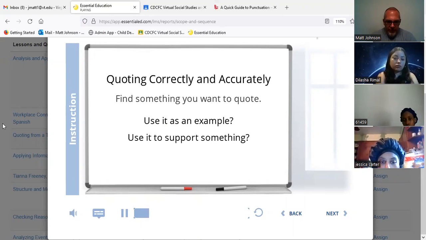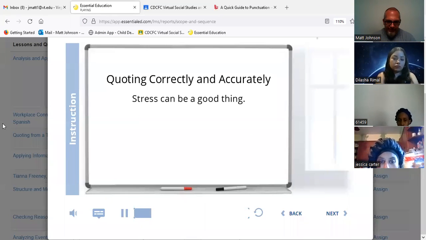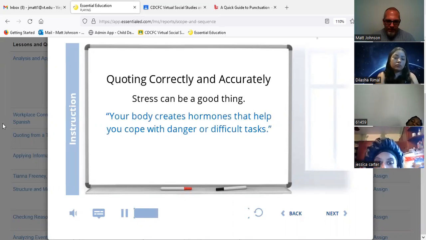So let's say I'm writing a paper about stress. I want to convince the reader that stress can be a good thing. So I'm doing some research, reading articles about stress. In one article, I find a quote that I want to use. The quote says, "Your body creates hormones that help you cope with danger or difficult tasks." Sweet. This quote is perfect. It talks about the benefits of stress. So I'm going to use this quote.